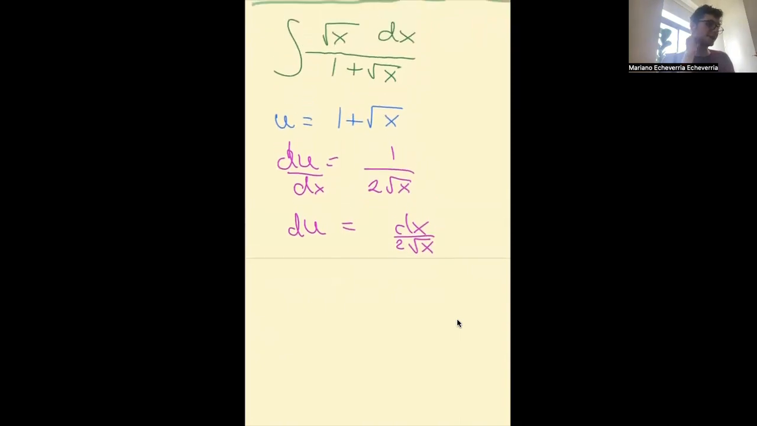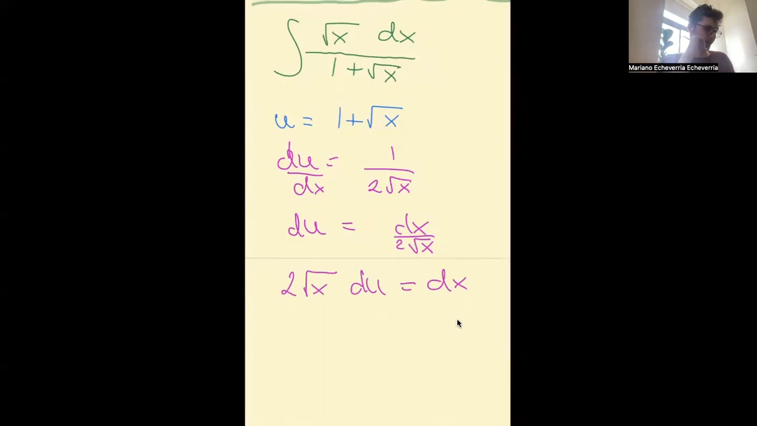Okay, now this is a little bit more tricky, because we already know what to do with this term. It's going to become u. The thing is that now you have root of x times dx, and that's not exactly what you have here, because you don't have them being multiplied. You have them being divided. So we cannot do the same thing we have been doing before. But what you can say is that 2 root of x du equals dx.